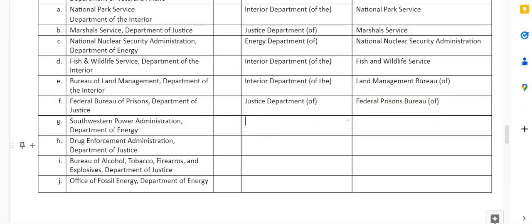For letter G, we have Southwestern Power Administration as part of the Department of Energy. So Energy is the most important part of the department name. Of is going to be in parentheses, and then Southwestern Power Administration.